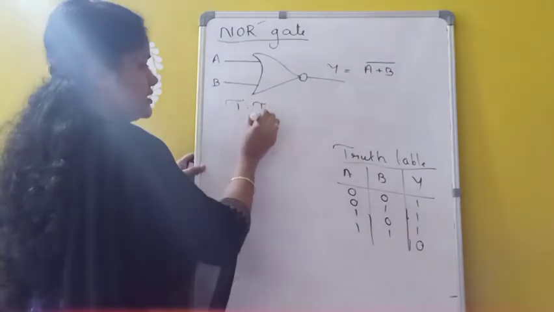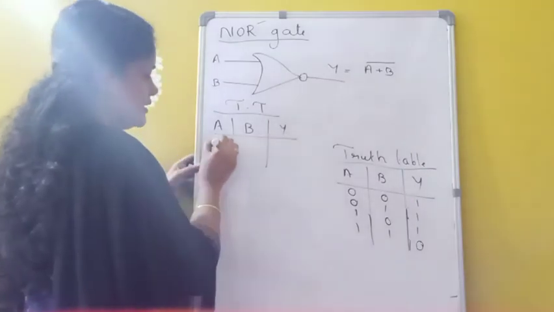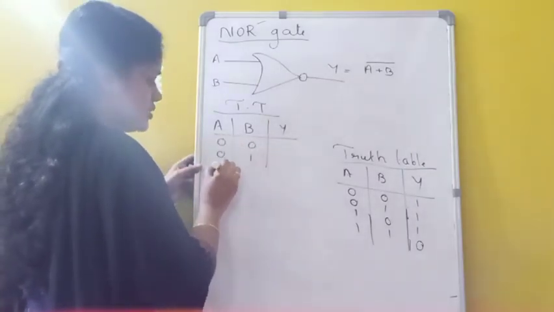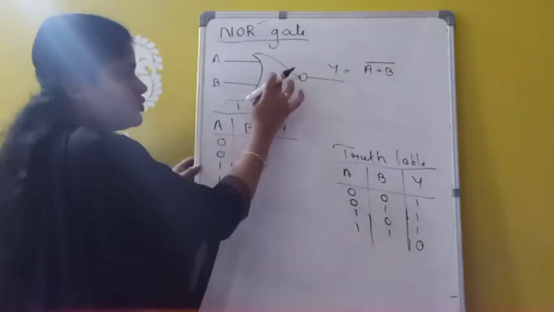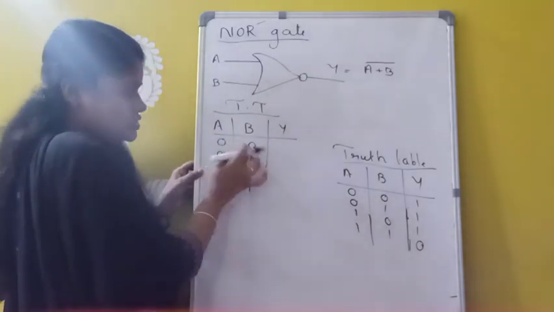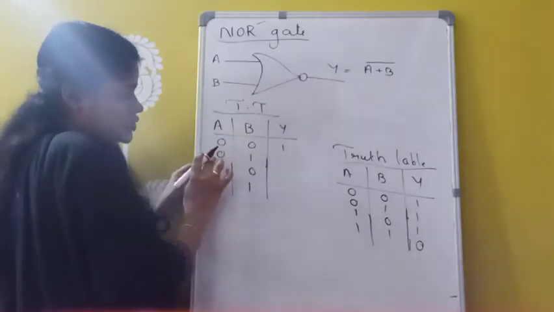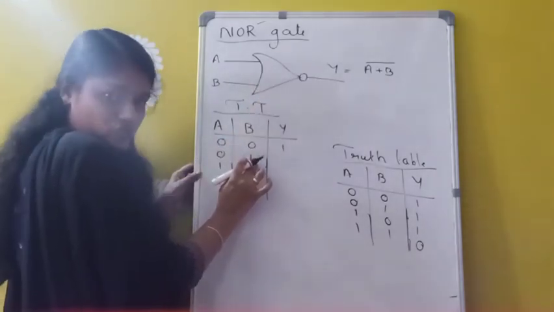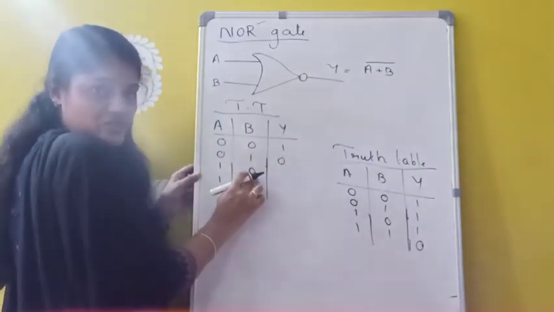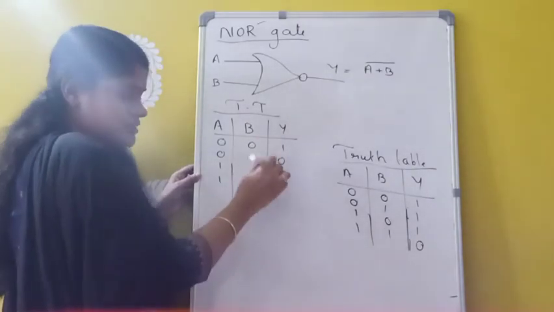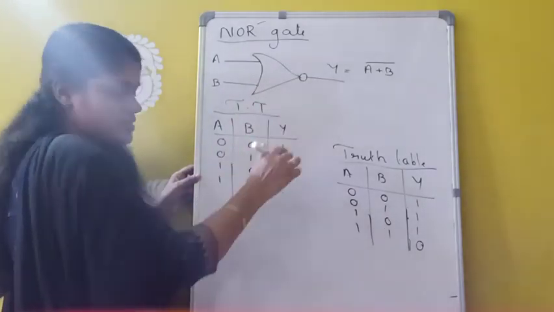Truth table. So we have two inputs A, B, and output is Y. 0, 0, 0, 1, 1, 0, 1, 1. These are the four combinations in all the truth tables. So in the case of the OR gate, 0, 0 will give 0. Complement of that will give 1. Now 0, 1, in the case of the OR gate, the answer is 1. So here the complement of 1 is 0. Here also 1, 0. In the case of the OR gate, the answer is 1. Take the complement of 1, that is 0. Then 1, 1. In the case of the OR gate, the answer is 1. Complement of 1 is 0.